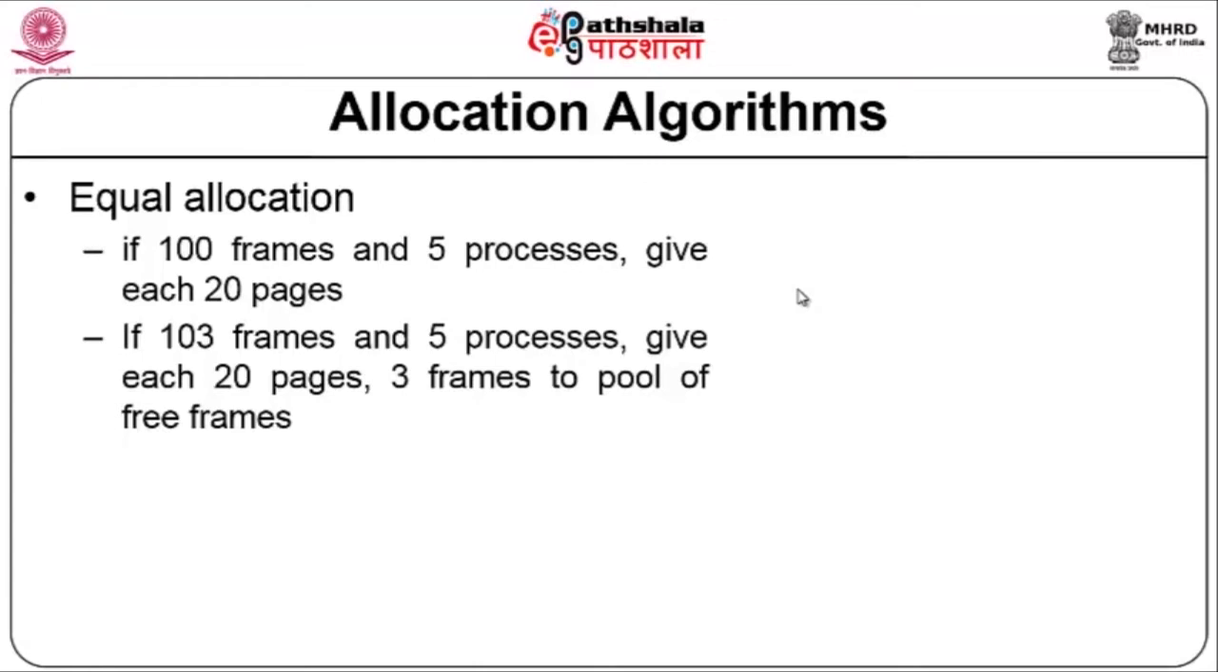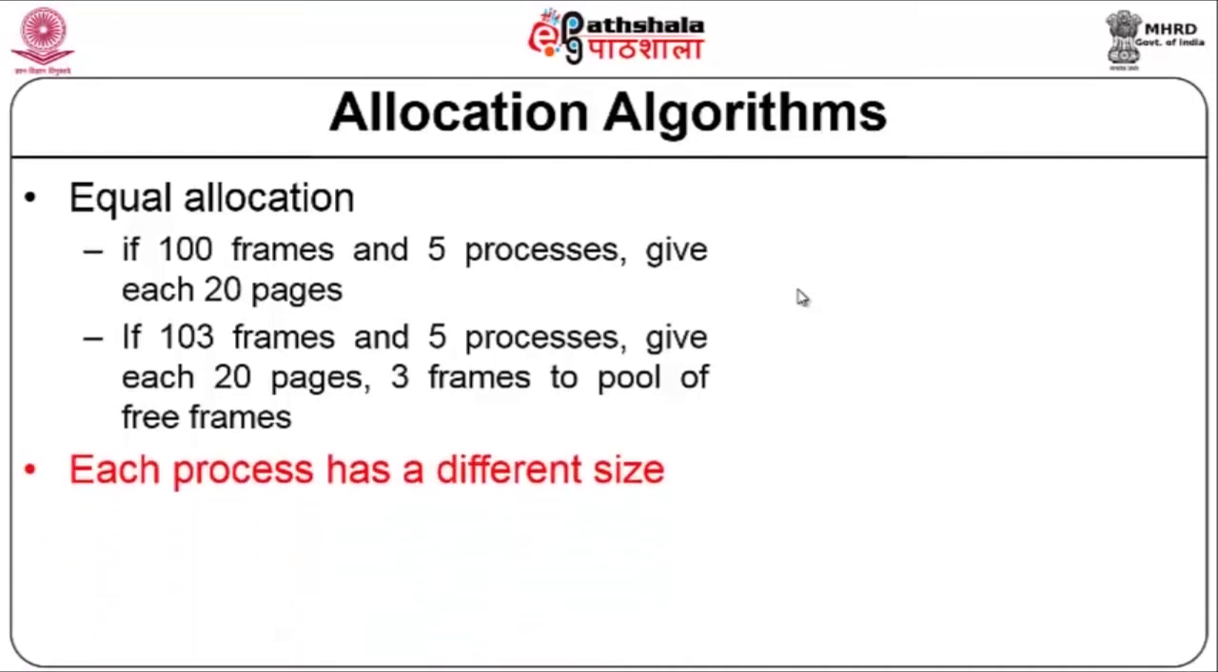Suppose you had slightly more frames, say 103 frames and 5 processes. What you can do is give 20 pages for each process, and the remaining 3 frames can be added to a pool of free frames, which can be kept in the list of free frames.